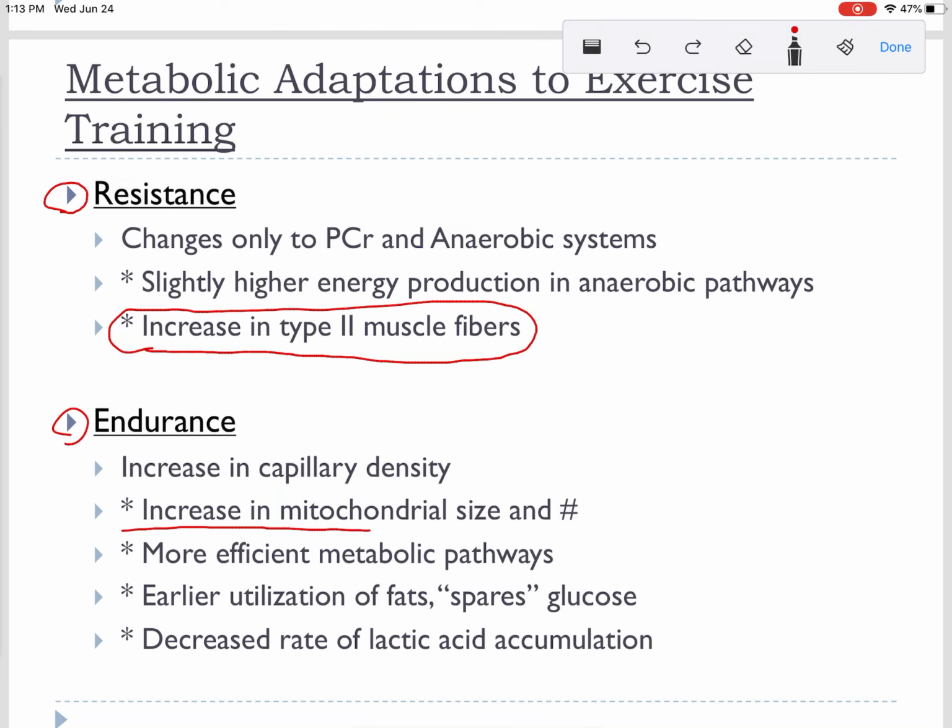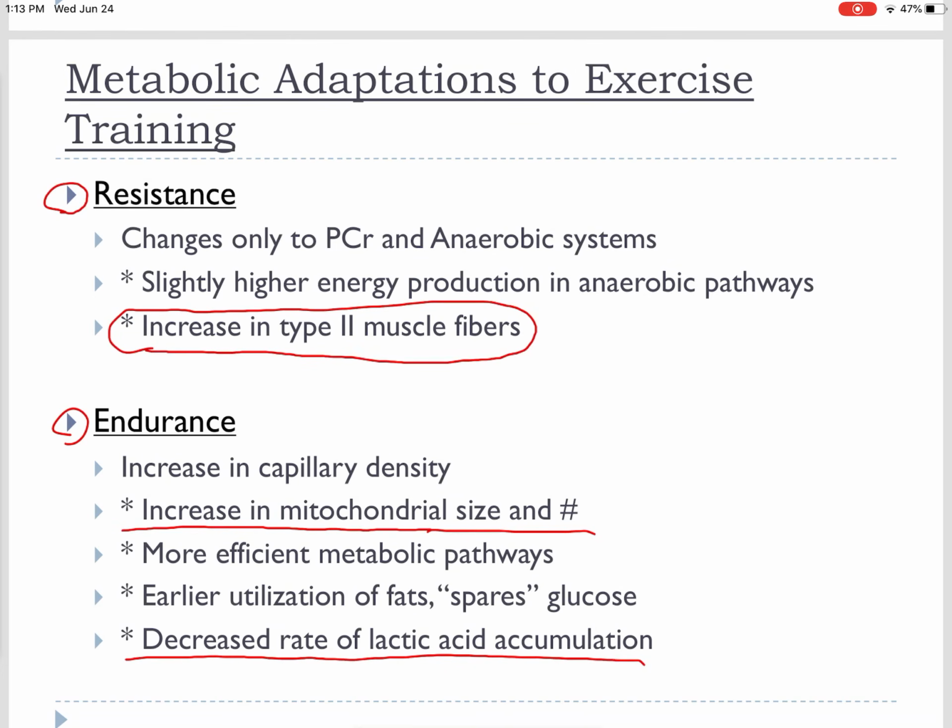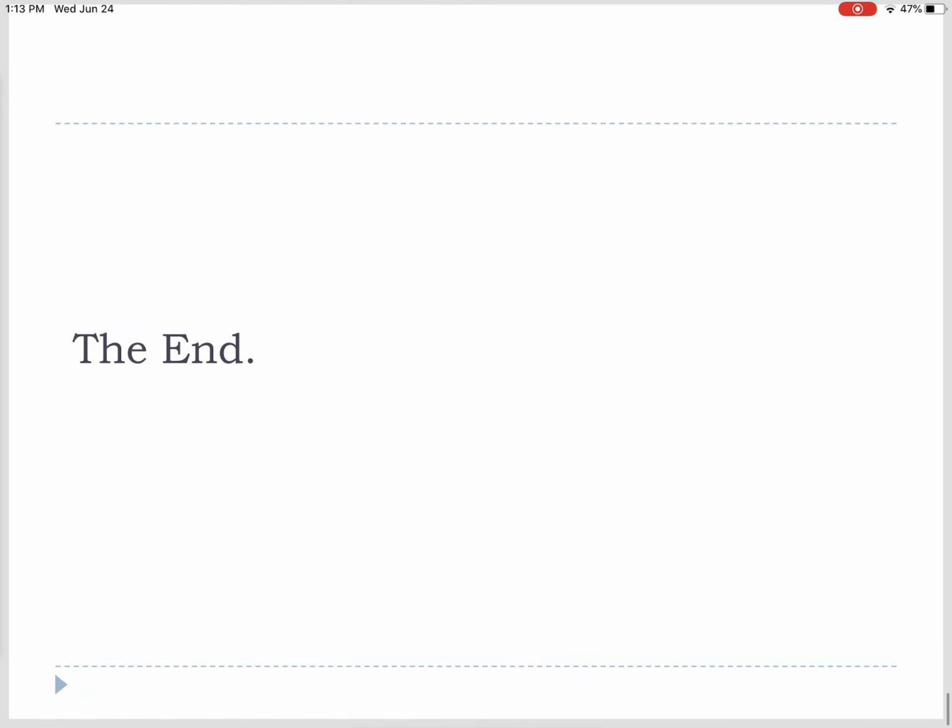The better that you train with endurance, you actually increase your number of mitochondria and their size. The more endurance training you do, the bigger your mitochondria. And if you have bigger mitochondria, you can do more energy metabolism. You can create more ATP. Another thing with endurance, the better off you train, you'll have less lactic acid accumulating. So of the many metabolic adaptations, I'm only asking you to know these.